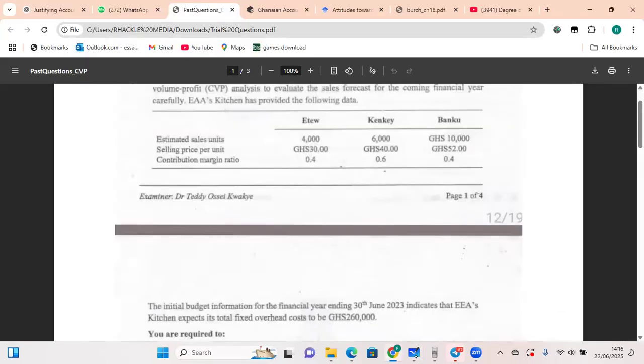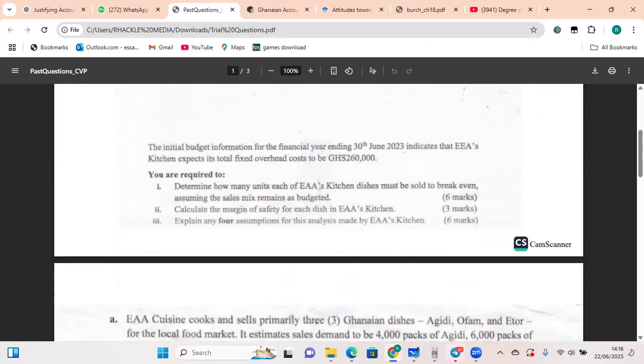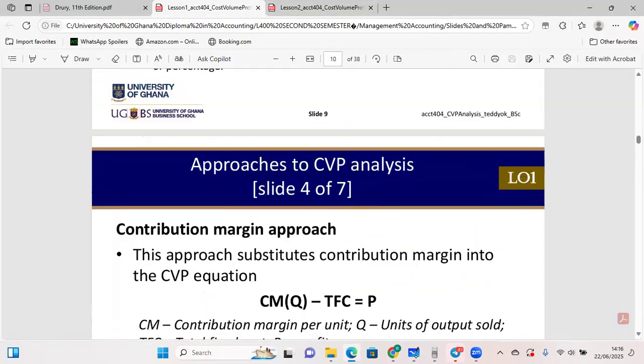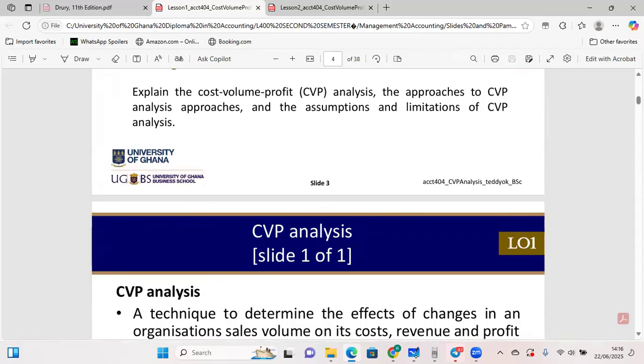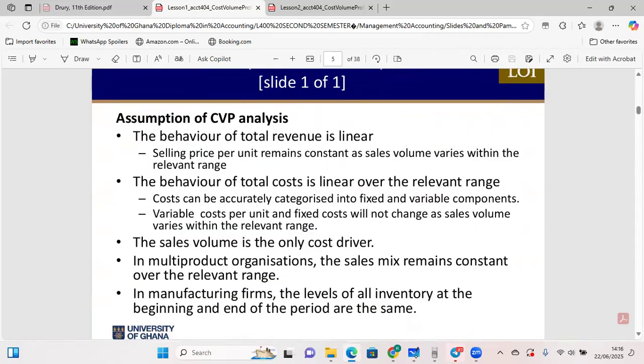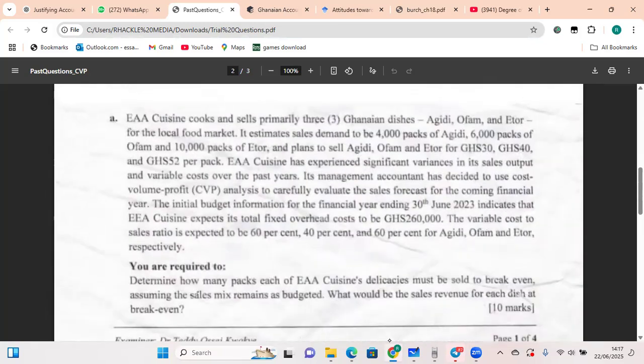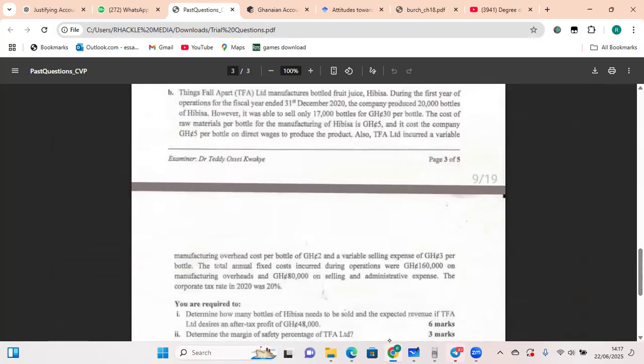Now, the next question is what? We should explain 4 assumptions of this analysis made by EA's Kitchen. So we are just going to relate the assumptions of CVP to this. The assumptions are here. Take the slide, I'll send it. Then you just go to the behavior of total revenue, linear, and the likes. Same thing, then you are done. There are other questions there. I'll send it to the page, and then I think you'll be able to try your hands more on. We have another one here, and we have another one here as well.